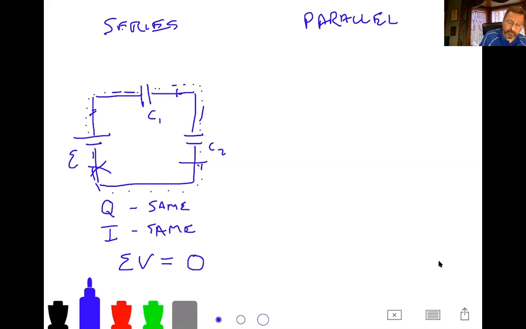We did say for series capacitors, if you do have to get an equivalent and you need to combine them, the equivalent capacitor adds as a reciprocal: 1 over C1 plus 1 over C2 is how I would get a single capacitor to replace those two. All right, so we're rolling along here.